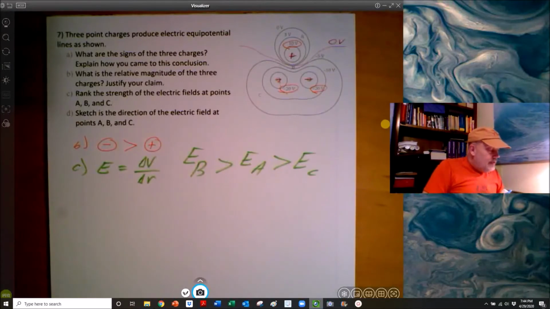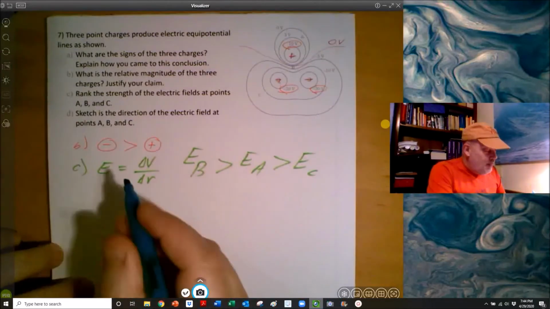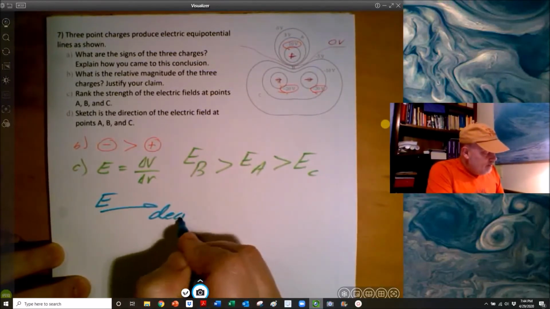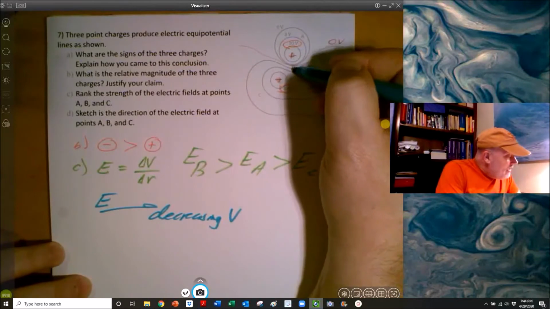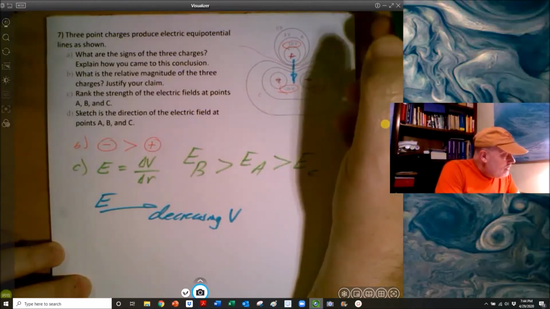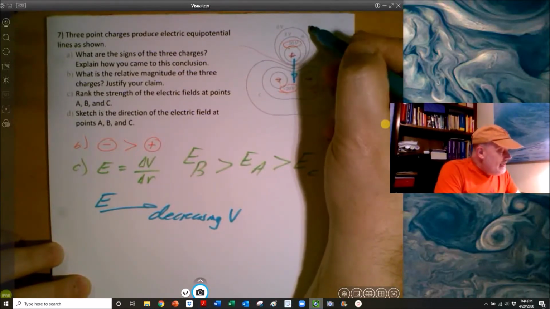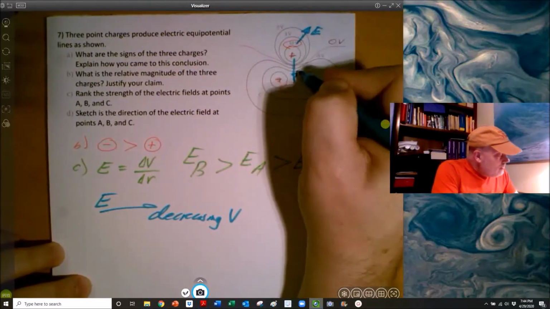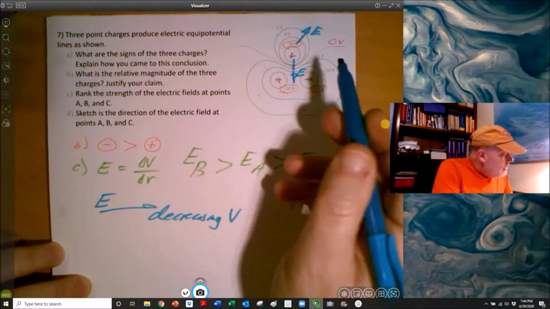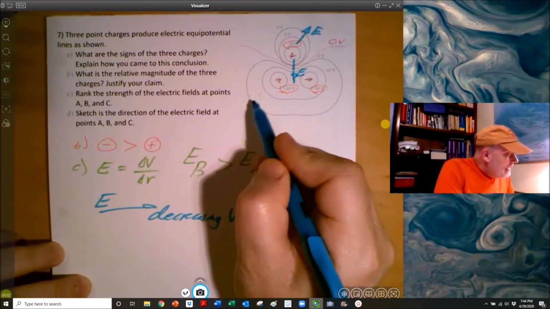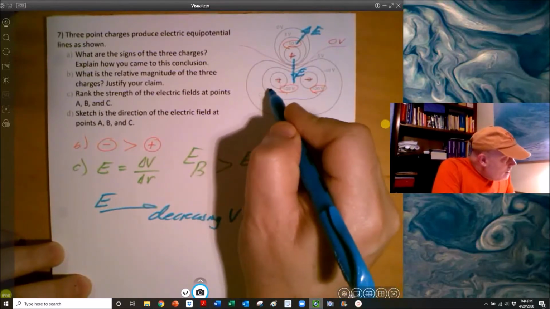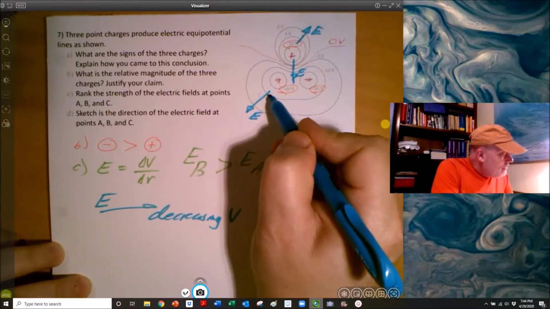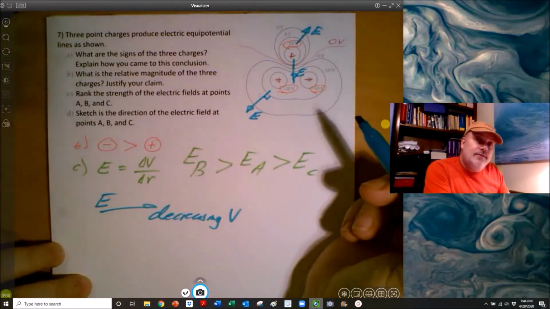D, sketch the direction of the electric field at points A, B, and C. Remember, the electric field always points towards decreasing potential. Positive over here, negative over here, so the electric field would point this way. Positive here, less positive over here, and so it goes this direction for our electric field. And then this one, negative over here, less negative, or more positive over here, so it's going to point this direction. Notice I've drawn my electric field vectors perpendicular in each case to the isolines.